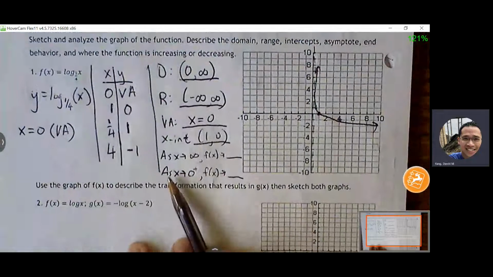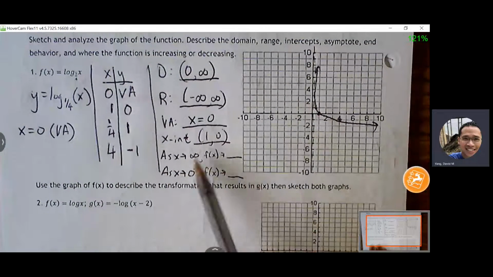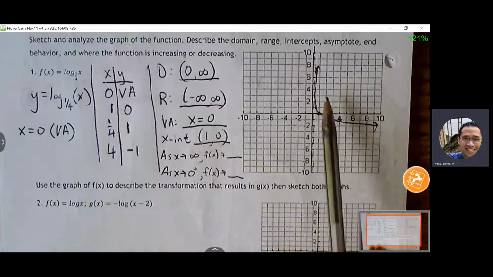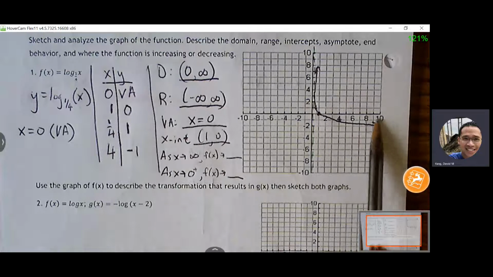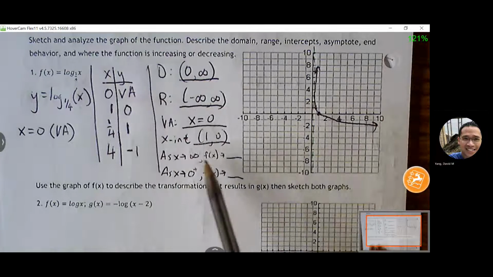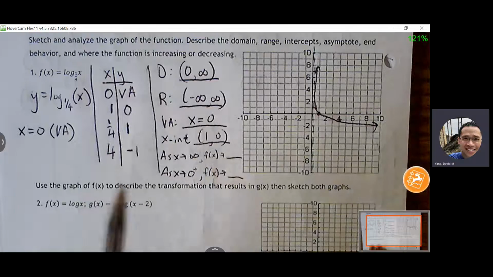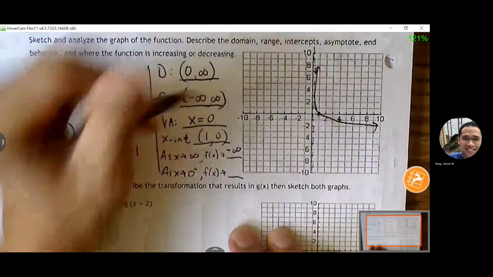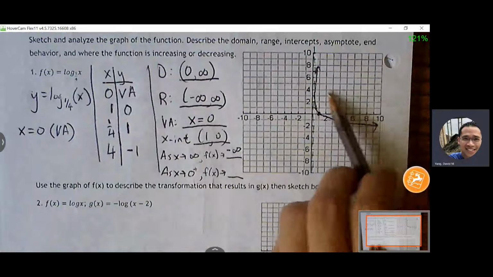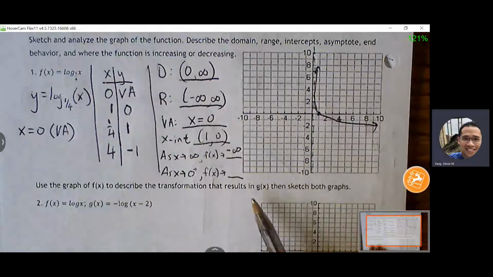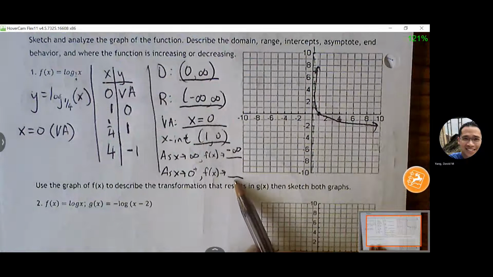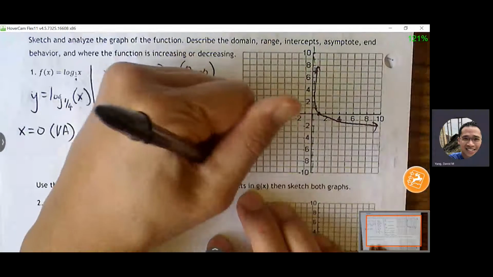Okay, end behavior. As x approaches infinity, that means as we follow the arrow to the right, where is it headed? Well, the y value. What happens to the y value? Negative, yeah, going down to negative infinity. And as we follow the other arrow, as it approaches the asymptote, what's happening to the y value? Going to positive infinity, yeah.